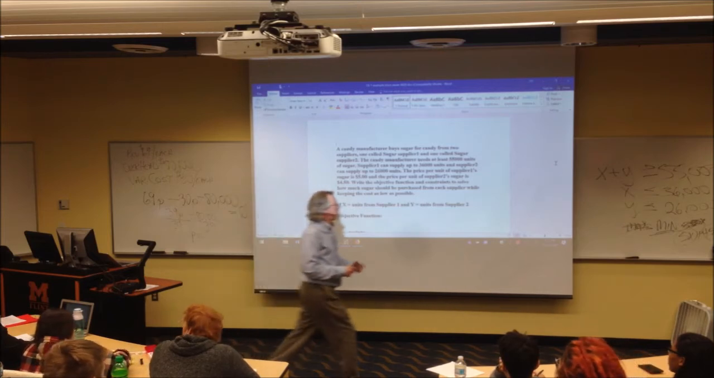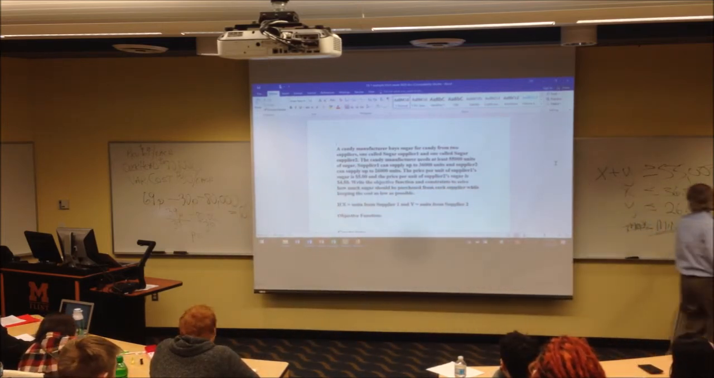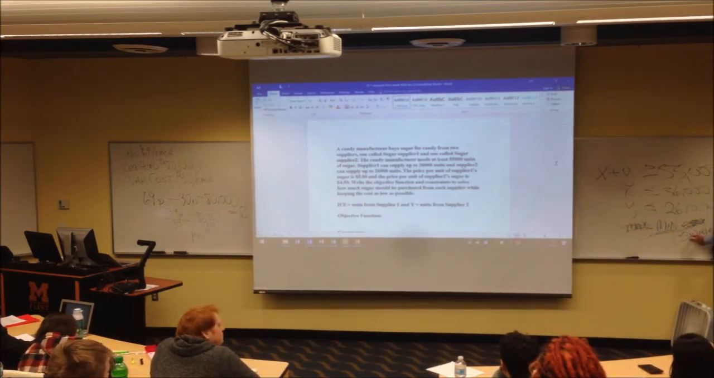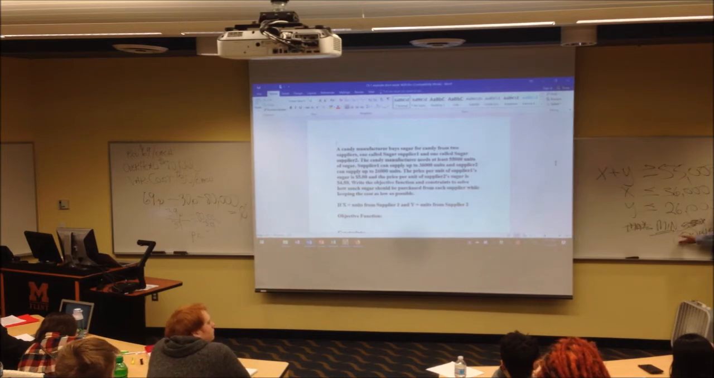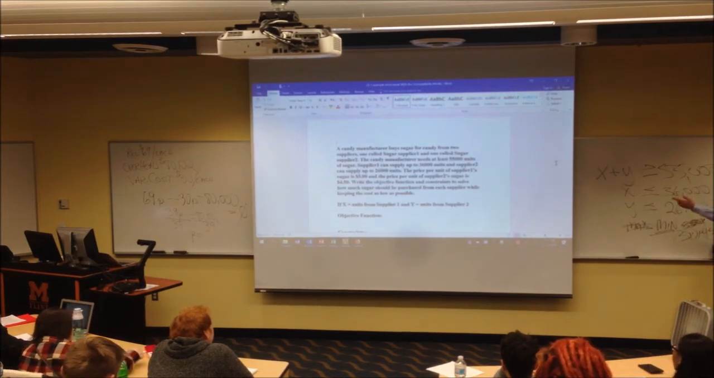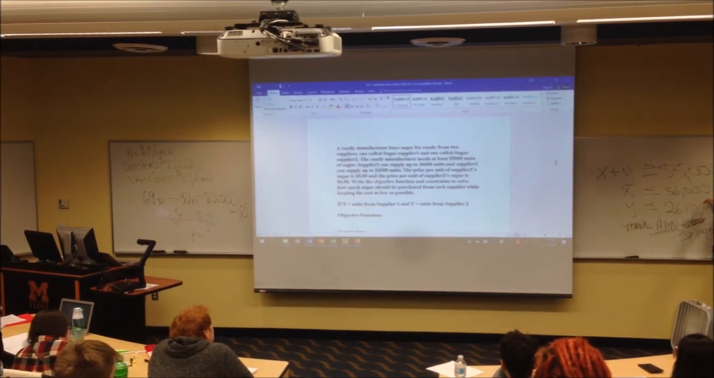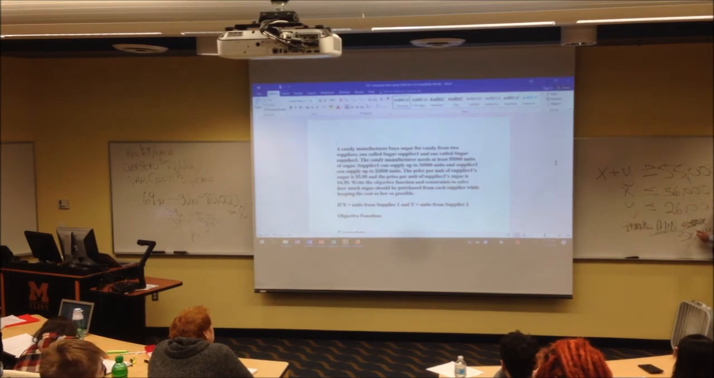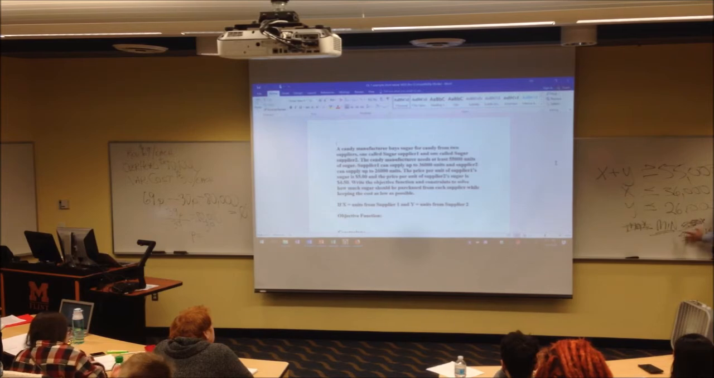If you want to do a maximum, then this might be, for every unit of sugar we buy from this supplier, we end up making $5 profit, and every unit of sugar we buy from this supplier, we're making $4.50 profit, and then the sentence will say, if the company wants to make as much profit as possible, max 5x plus 4.50y. The sentence will be all about profit probably, or something positive.